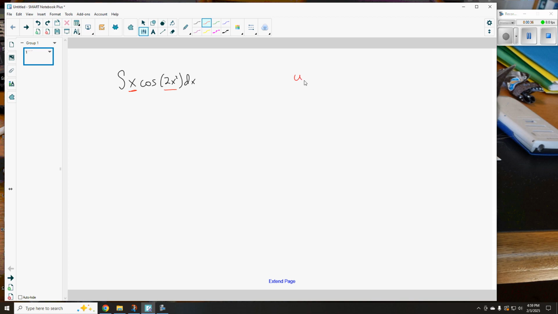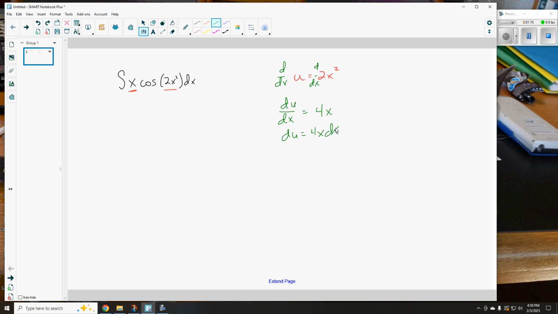So I'm going to go over to the side here, and I'm going to set u equal to 2x squared, and then I'm going to differentiate that with respect to x on both sides. So I get du over dx is equal to 4x. And then I multiply both sides by dx. Not technically accurate, but that's kind of what I'm doing. And I get du is equal to 4x dx.